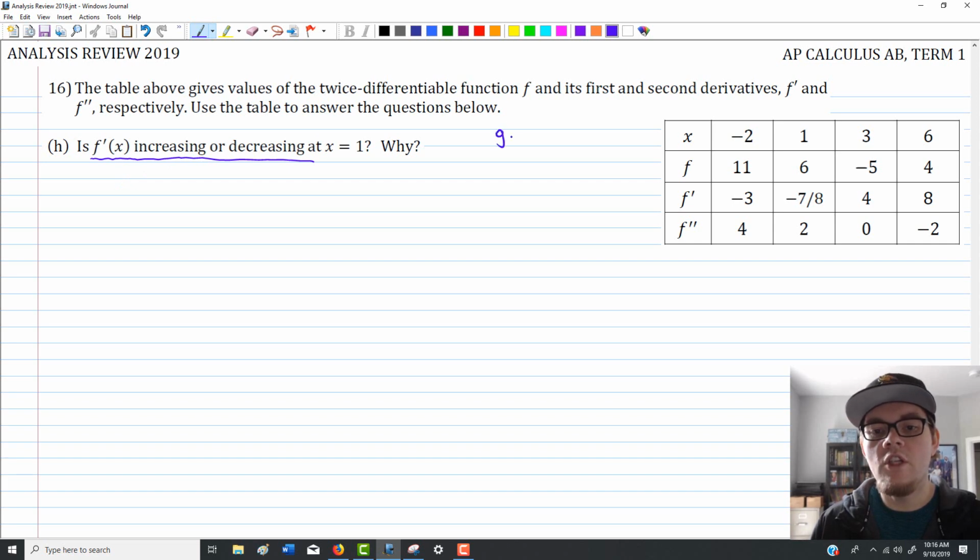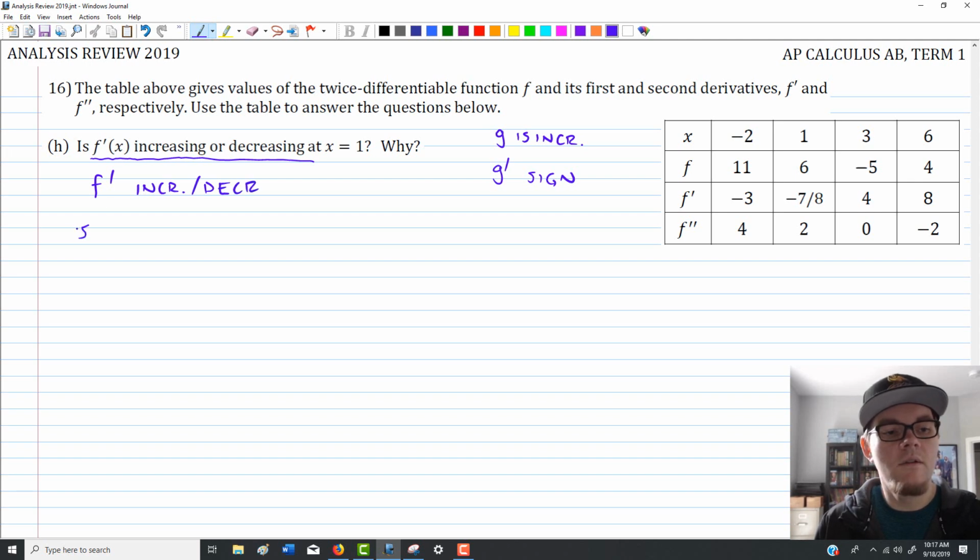If you want to know whether g is increasing, think about what you'd do. You would look at g prime and check whether it's greater than or equal to 0 or less than or equal to 0. So in other words, we'd look for the g prime sign. With f prime increasing or decreasing, we need to look at the sign of f prime prime. In other words, that's just f double prime.